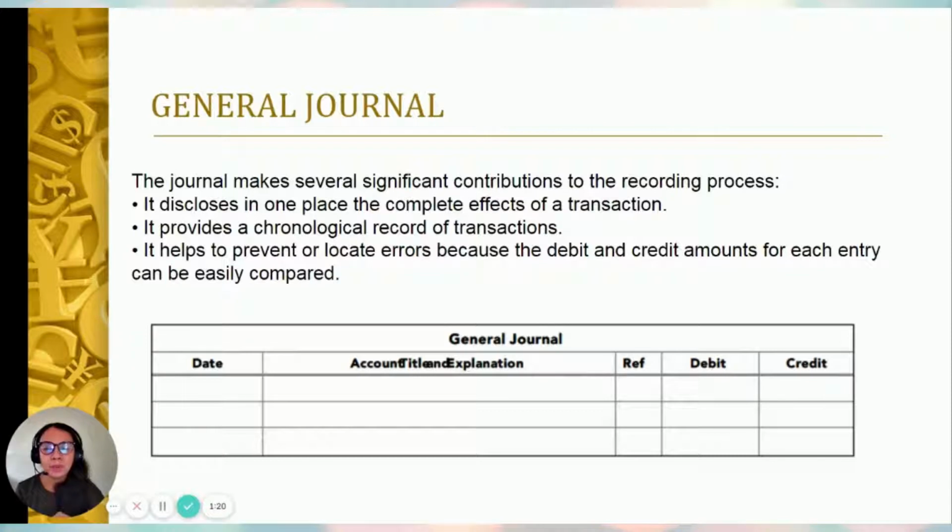Now, it also provides a chronological record of transactions. Just like what I said earlier, when we make journal entries, it is based on the order on when the transactions happen. It is written, or we input the transactions, in chronological order. It also helps to prevent or locate errors because the debit and credit amounts for each entry can be easily compared. You can easily see whether your debit amount is equivalent to your credit amount by just looking at this general journal.